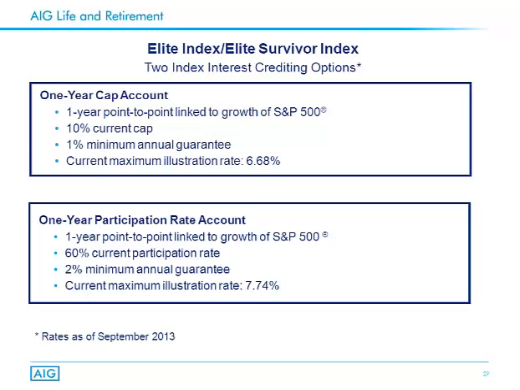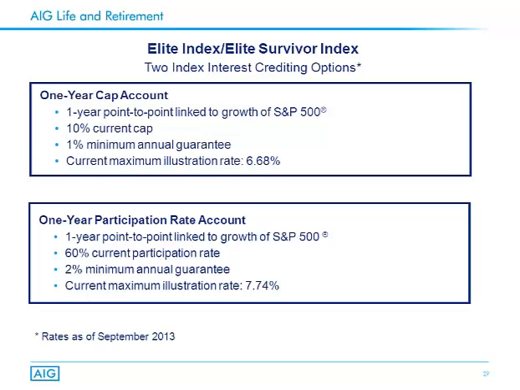So this is the 1-year point-to-point that's the PAR. And the way it works is it's linked to the S&P 500, again, just 1-year annual point-to-point. And what it offers is no cap, but it's got a participation rate. So it's got a 60% participation rate. One other neat thing about the PAR account is it's got a 2% minimum annual guarantee.